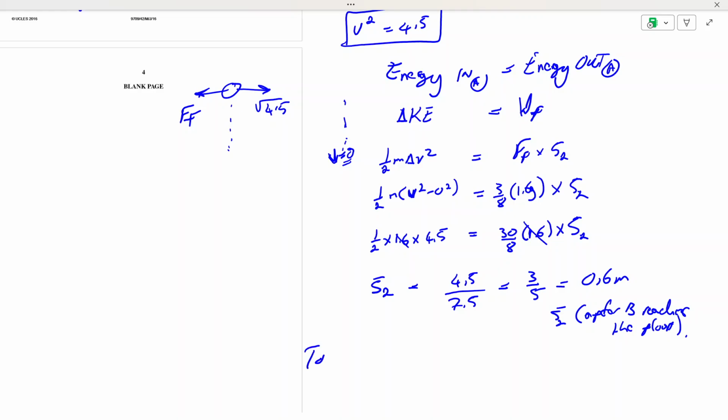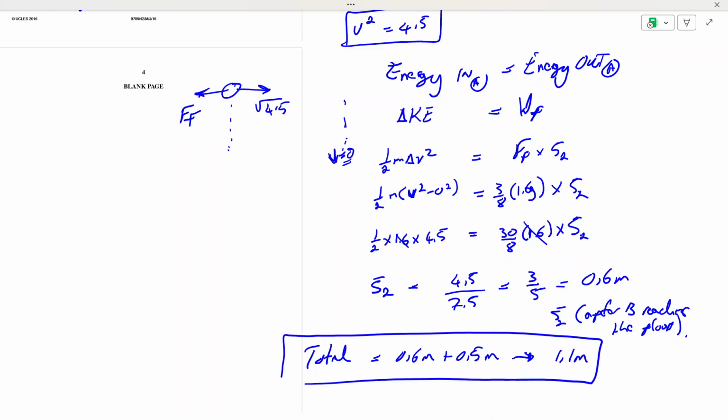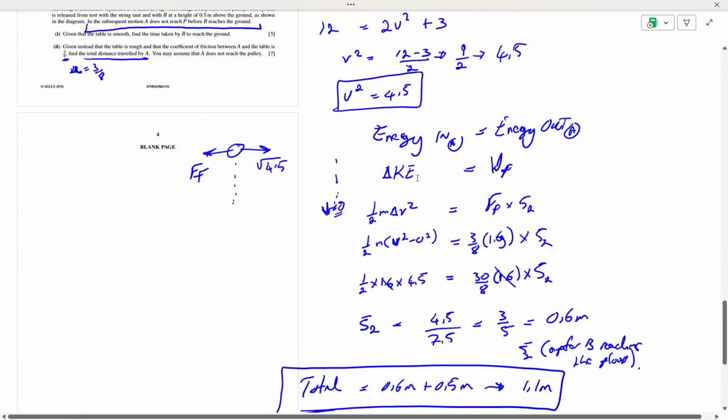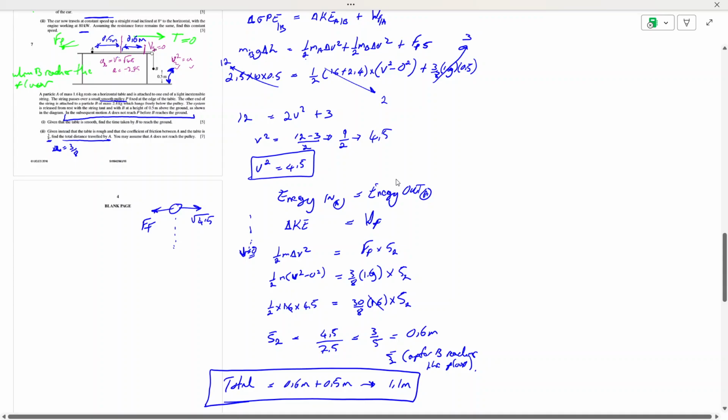So the total distance is going to be equal to 0.6 meters plus the 0.5 meters initially moved. Then you get your 1.1 meters. See, same answer. So this was the second method which you could use to approach this question. You choose which method is best and then you apply it.